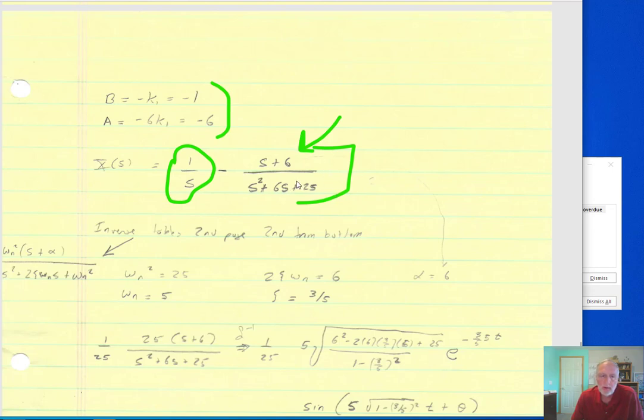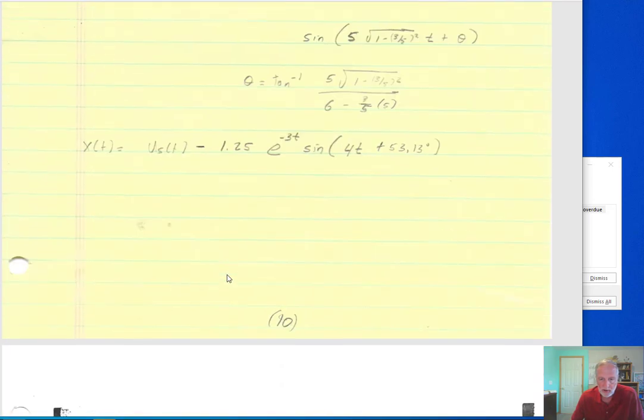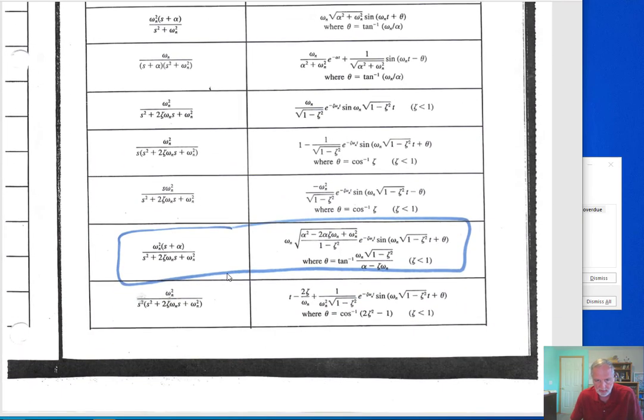Now what do you do with this? Well, you look it up in the tables. I'm going to flip down to the entry in the table that matches this thing. It's actually in this form. It's got s squared plus something times s plus something, and then on the top we've got s plus something, alpha. So you go down to the table, and you see that that matches this.